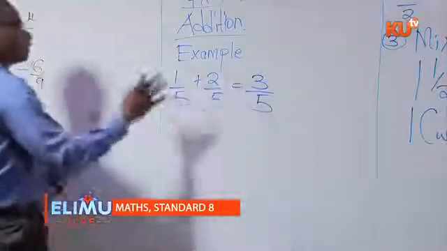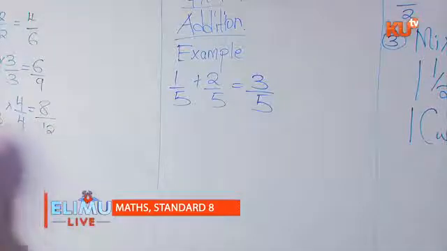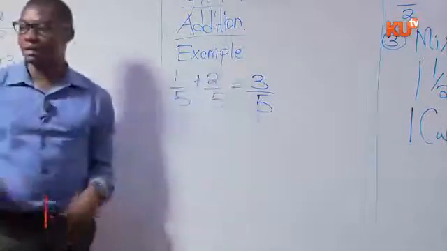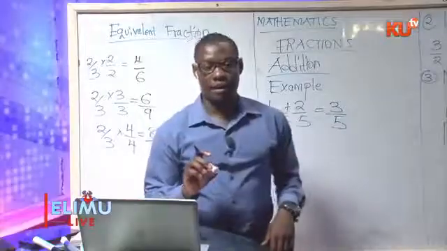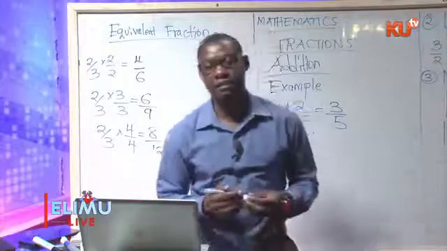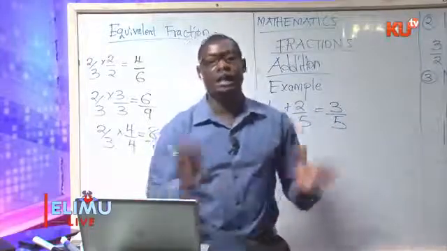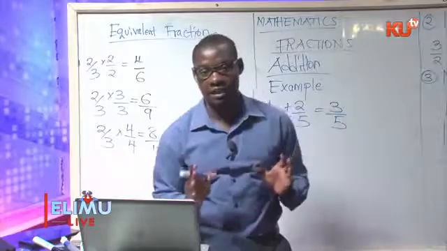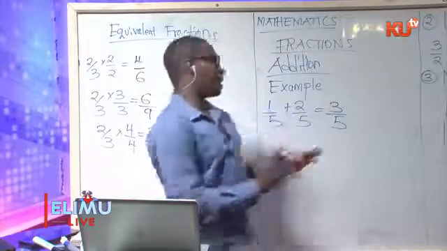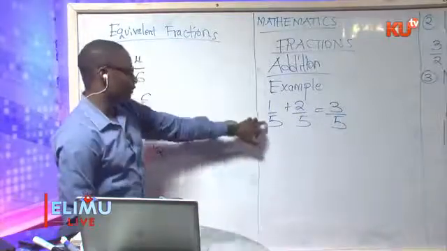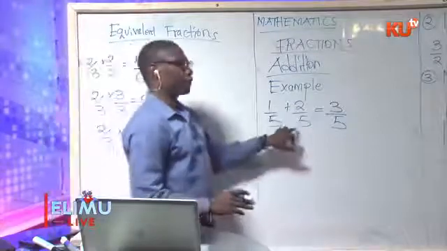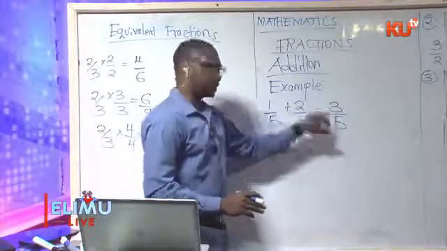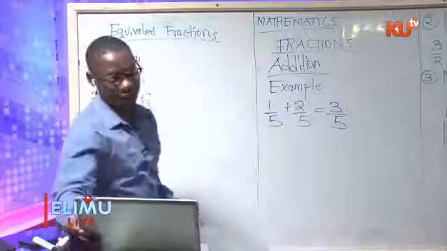So when you're given this, your answer is 3 over 5. So when we add fractions, and the fractions have the same denominators, we only add the numerators and retain the denominator. An example is 1 over 5 plus 2 over 5 to get your answer as 3 over 5. So that is our first example.